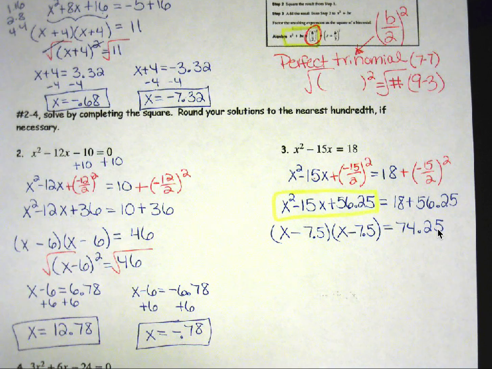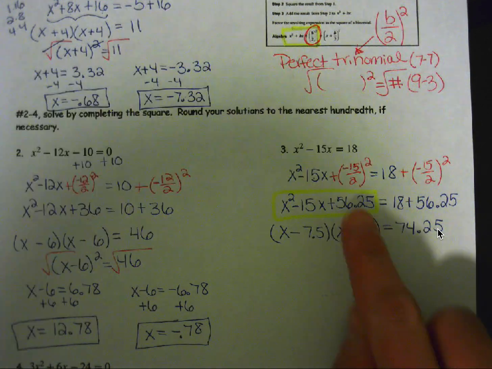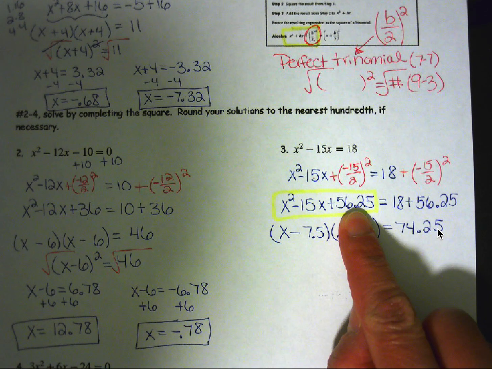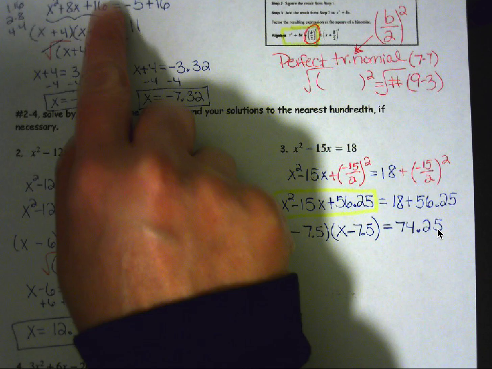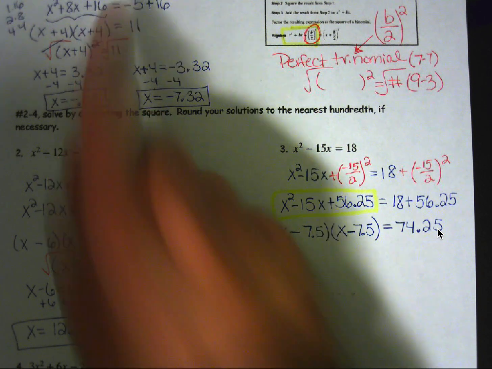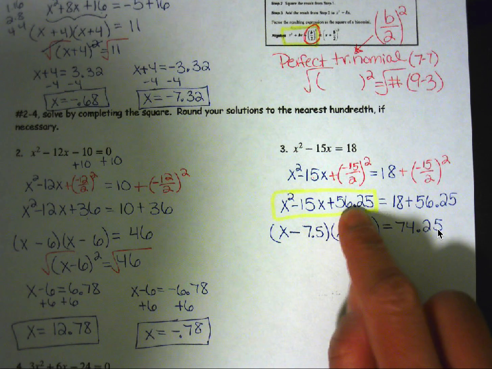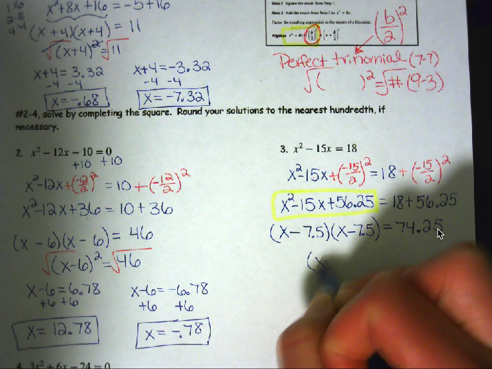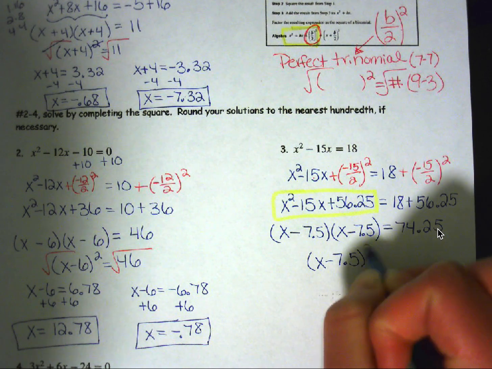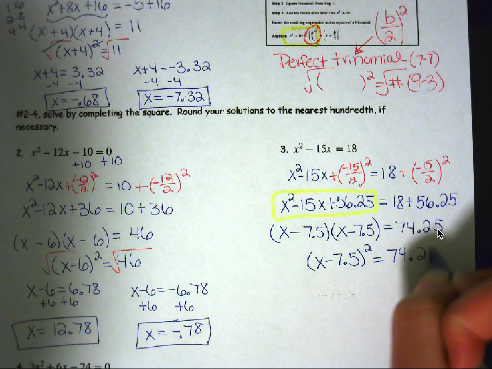You still created a perfect trinomial, even though this is not a typical perfect number like 36, like 16, or like a 9, or a 25. This is still a perfect number. So we've got our two parentheses, so we're just going to put those together like we did before. And then we've got 74.25.